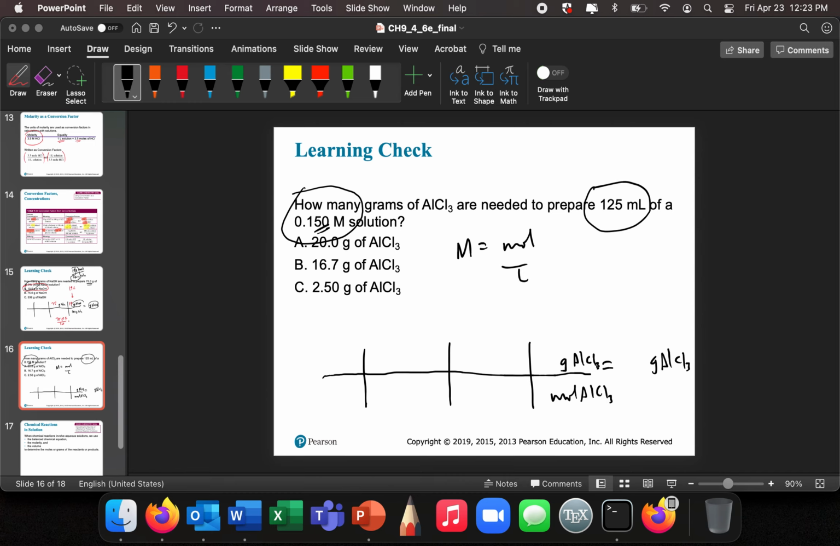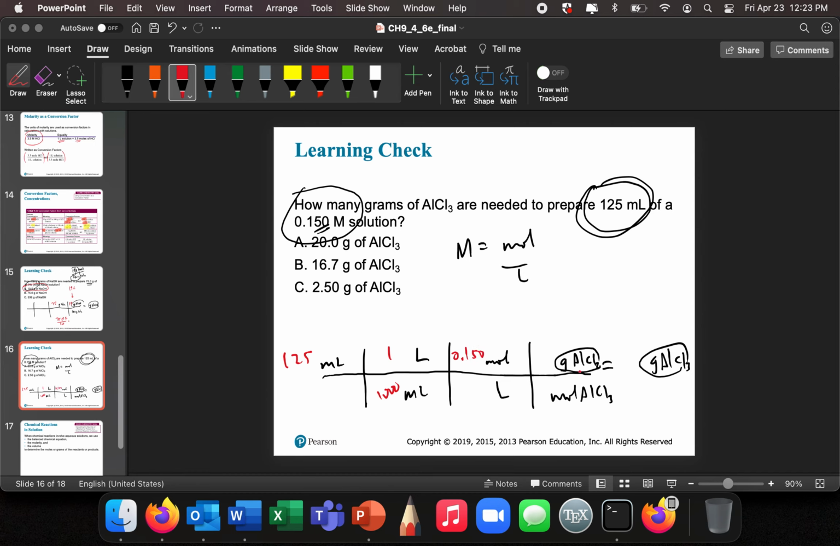AlCl3. My grams are here, and that's what I wanted. Now I'm going to have to cross that off, but I can do that because I've got moles per liter. And I was given mils, so I can go liters per mil. So this is 125 mils. There's 1,000 mils in a liter. The moles per liter is 0.150.